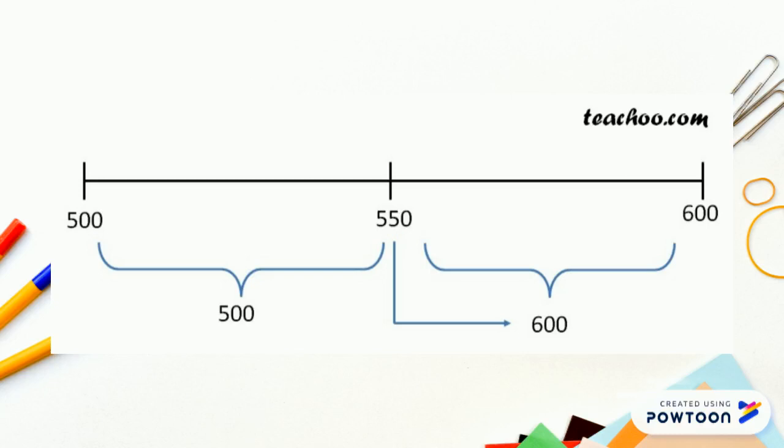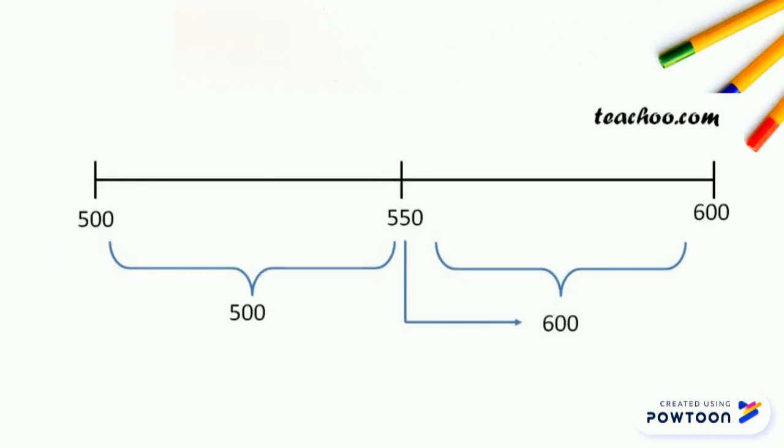If we have a number 515, we can see on our number line that it's closer to the number 500, and we can round down. 515 rounds to 500. Let's take a look at another example of rounding to the nearest 100. If we have the number 575, we can see on our number line that this number is closest to 600. So 575 rounds to 600.